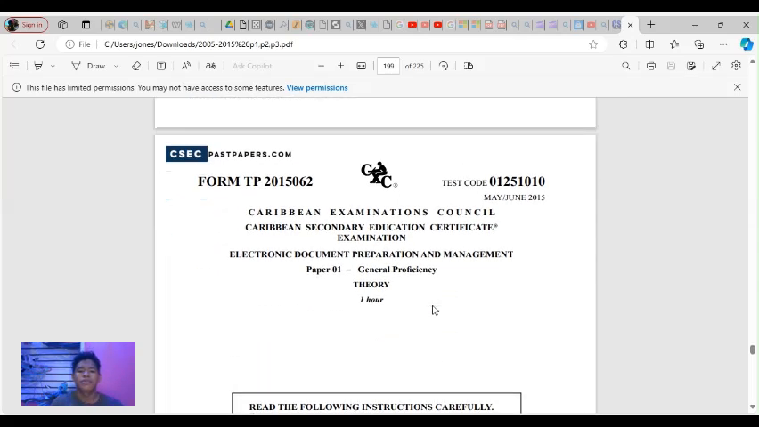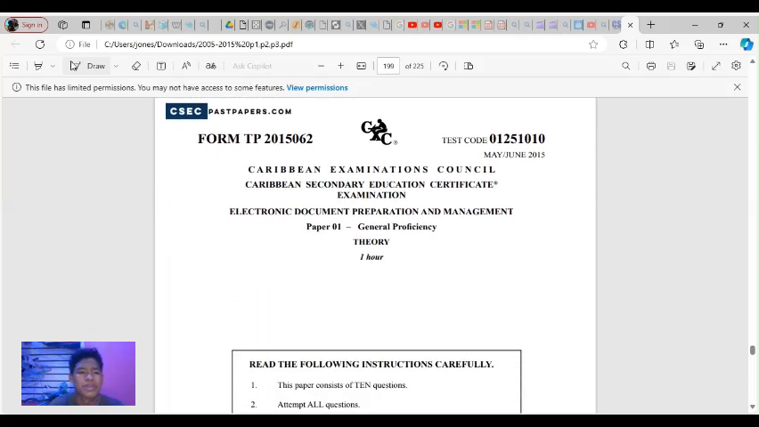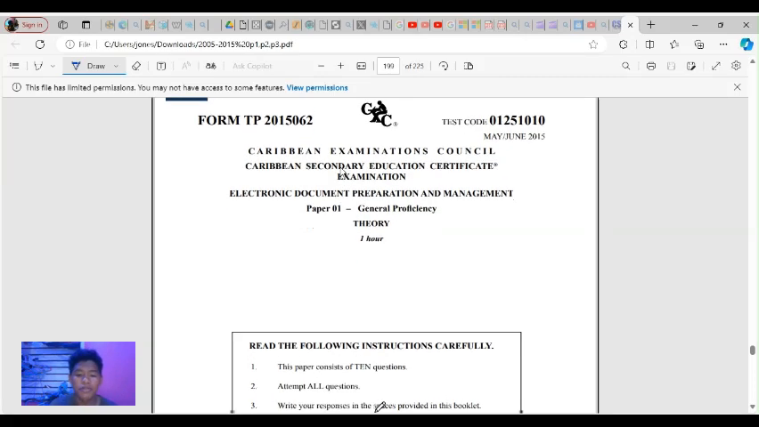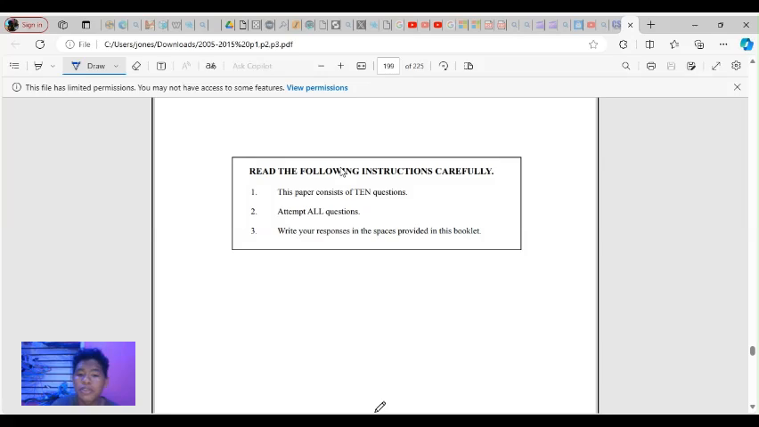So we start immediately. I don't like to waste time. It says Caribbean Examinations, for the month of May-June 2015. It says read the following instructions carefully. Now let me say something: you need to answer within Paper One for EDPM.